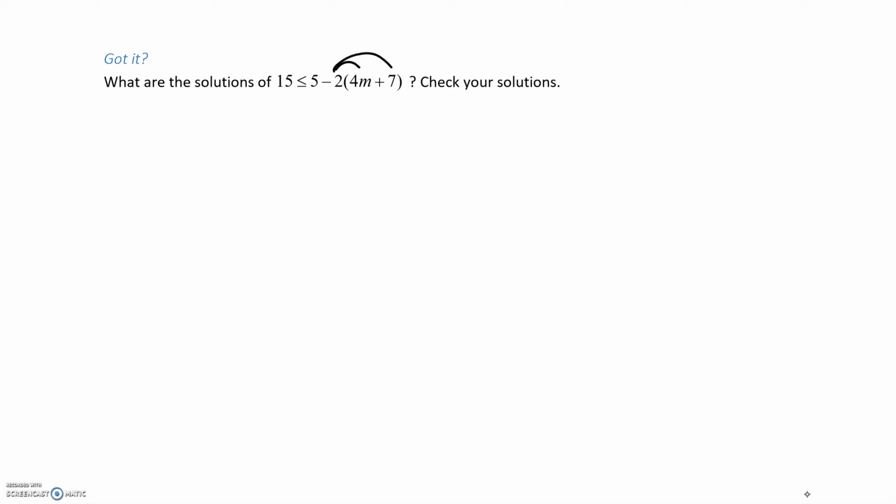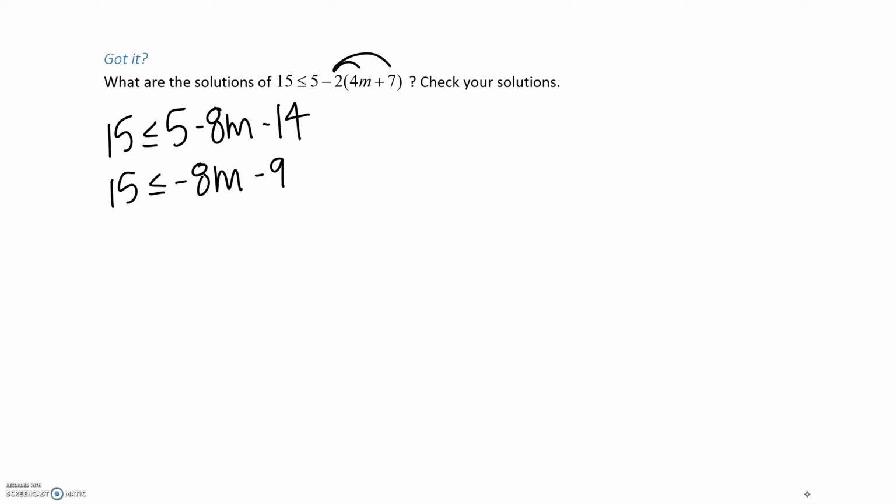We're going to distribute that 2 through, so we should have 15 is less than or equal to 5 minus 8m minus 14. If we have 5 minus 14, that is going to give us negative 9, so we should have 15 is less than or equal to negative 8m minus 9. We're going to add 9 to both sides. That gives us 24 is less than or equal to negative 8m.